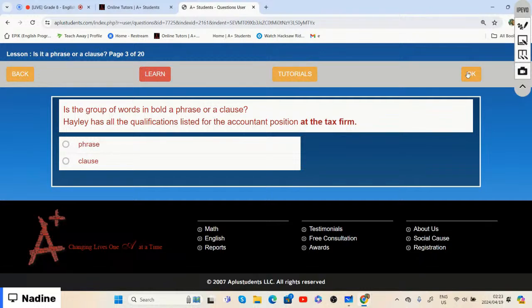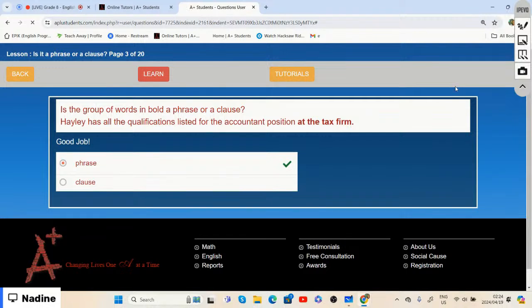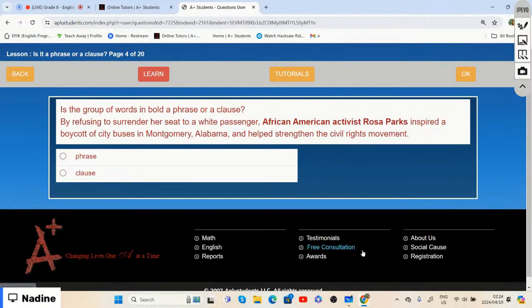Haley has all the qualifications listed for the accountant position at the tax firm, right? So at the tax firm, is that a phrase? Is that a clause? We need to say if it's a phrase or if it's a clause. And we can say that it is a phrase. It lacks a subject as well as a predicate.